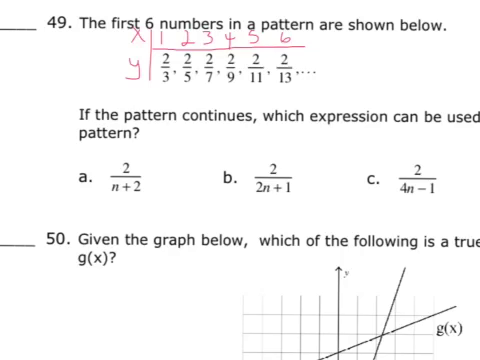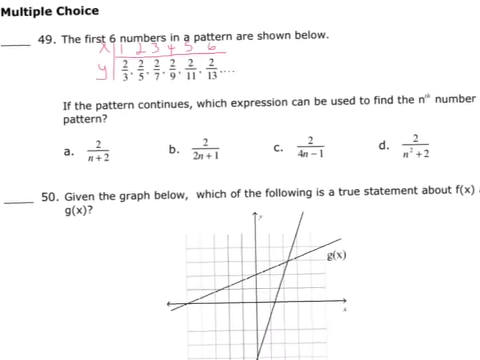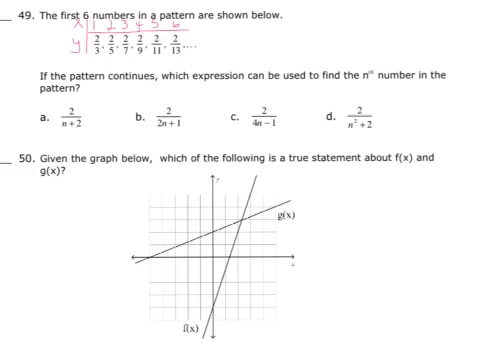So 1 through 6 are going to be the position or the inputs for the x value or the n value in this problem. And the outputs are the numbers on the bottom, so the y value, so 2/3, 2/5, and on. Okay, it says if this pattern continues, which expression can be used to find the nth number in the pattern? So all I'm doing is I'm saying, okay, I know that I have some sort of input here to the nth power, and what would that look like this way? Which expression could I use to find some unknown number way out here?